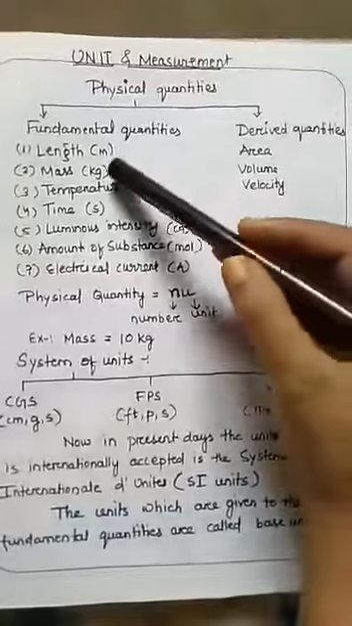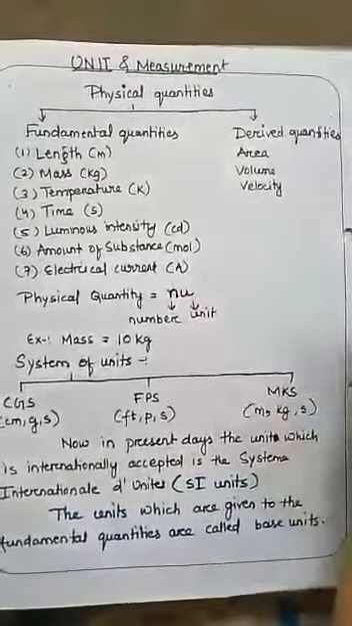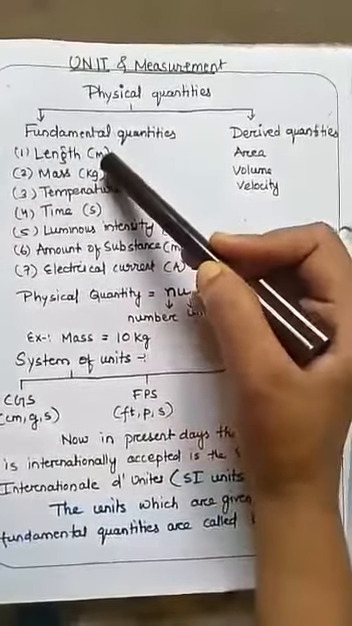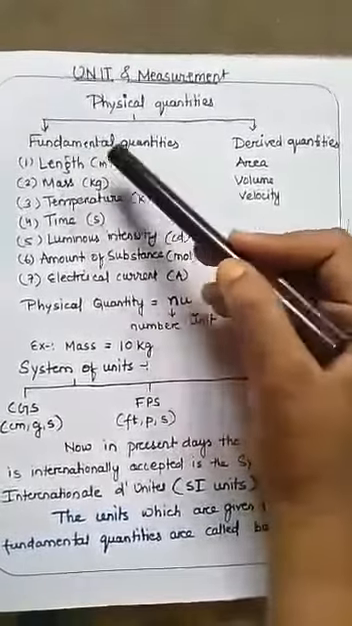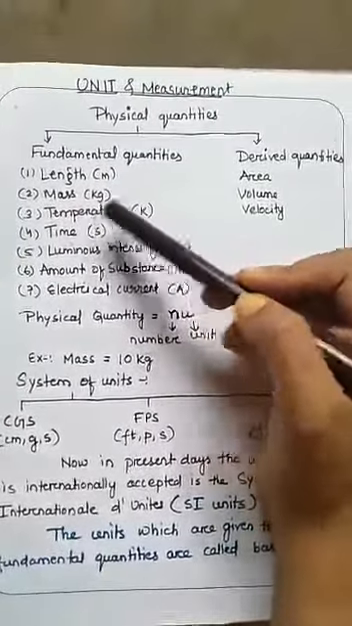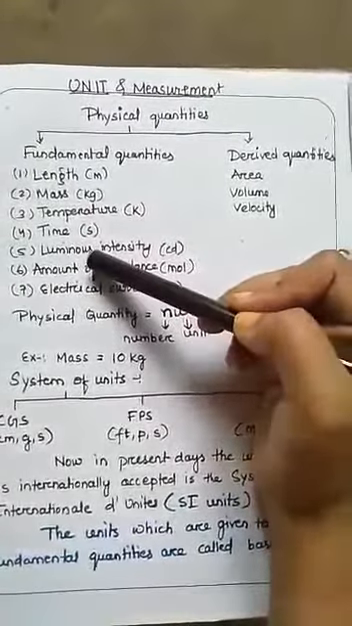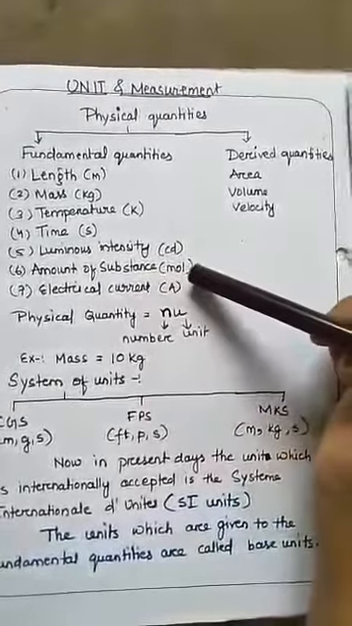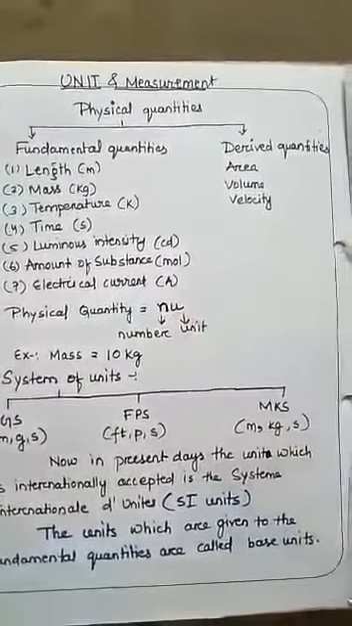So at present we use SI units for each physical quantity. Here I have written the SI units for these fundamental quantities. What is the SI unit of length? It is meter. Universally, the SI unit for length is meter. Similarly, for mass it is kg, for temperature it is Kelvin, for time it is second, for luminous intensity it is candela, for amount of substance it is mole, and for electric current its SI unit is ampere.